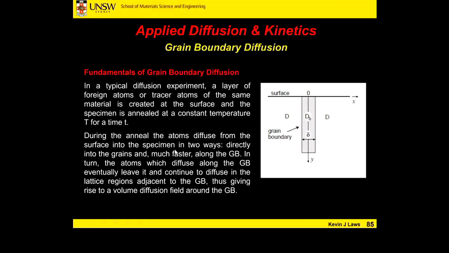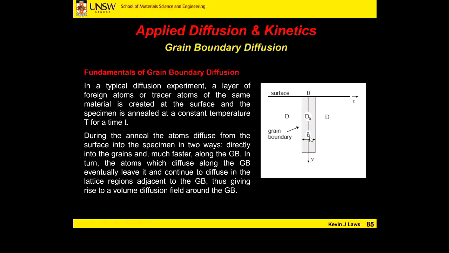All right. Or they can take this much faster route along the grain boundaries. In turn, the atom which diffuses along the grain boundary eventually leaves it and continues to diffuse into the lattice regions. So from the surface, our atoms will come down our grain boundaries. They will diffuse much, much faster along our grain boundary. Critically, they will go to a deeper depth than any surface diffusion.